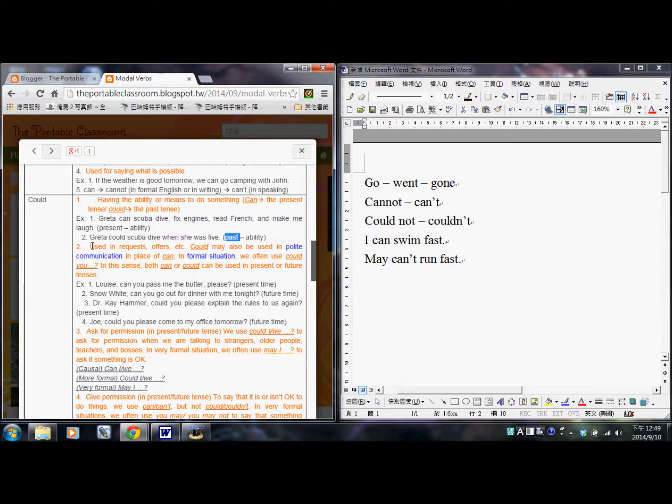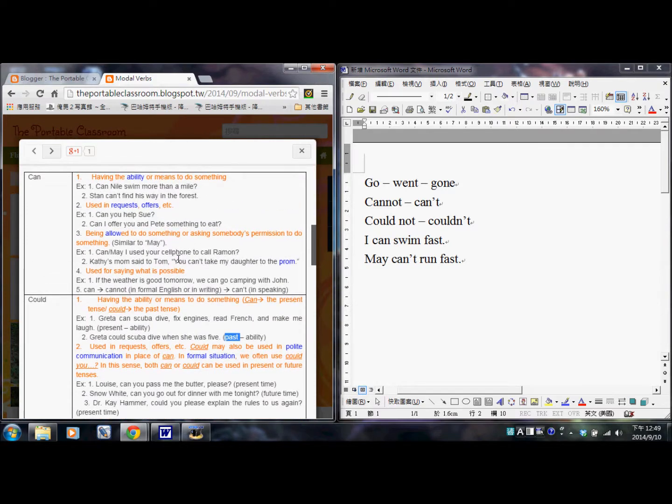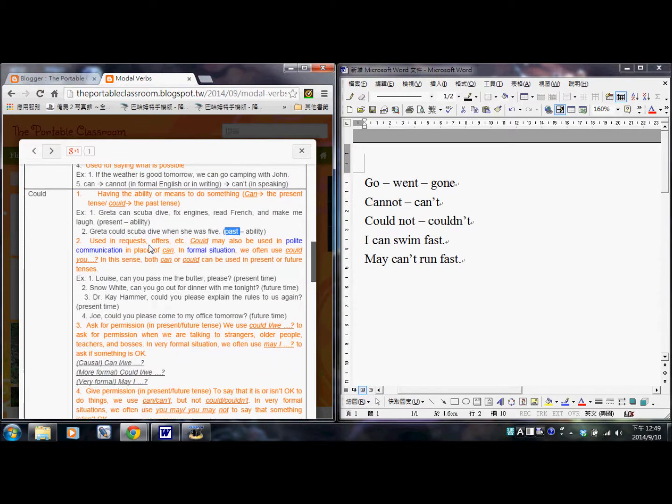Now number 2, we can use could to make a request, offer, etc. Could may also be used in polite communication in place of can. So remember, when we want to ask somebody to do something for us, or we want to ask for permission, we can use can to talk about it, or we can use may. But using may is more polite than using can. Now, do you have another choice? You can use could. And could also is used in polite communication. Communication means talking to somebody, in place of can.